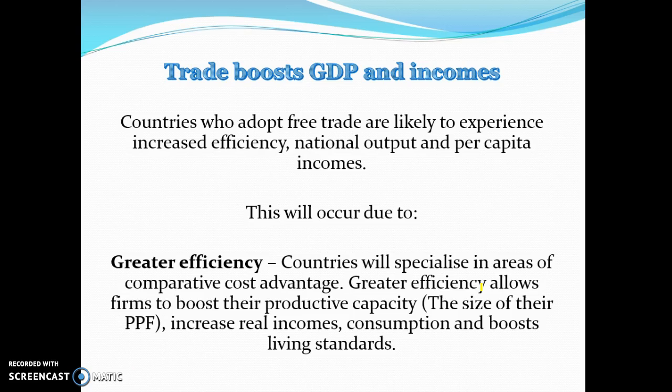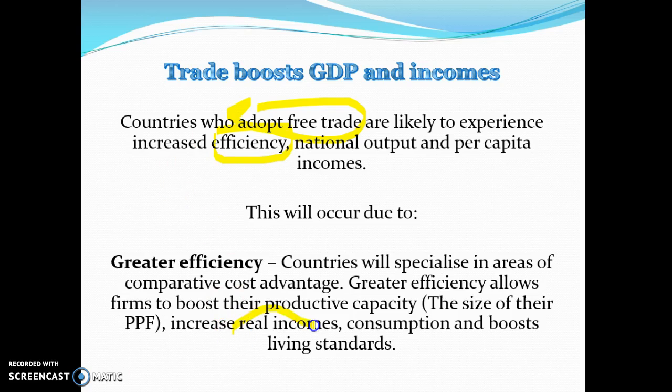Trade boosts GDP and incomes. Again, those who adapt to free trade are likely to become more efficient. More efficient countries are able to maximise their output and maximise their productivity, or their output per unit of input. The reasons why trade boosts GDP and incomes: one, we specialise in areas of comparative advantage. So we become more efficient, we boost our productive capacity by specialising in what we're good at.